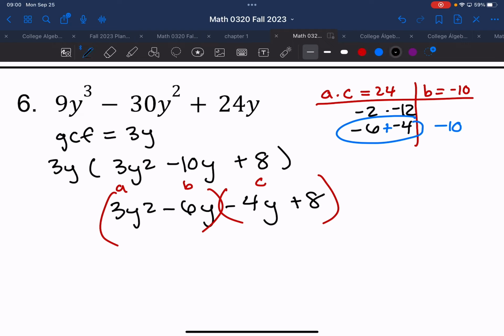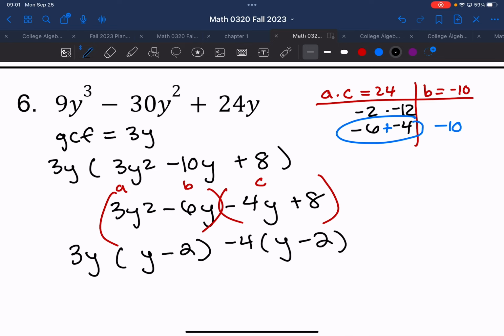So the first GCF is going to be 3y, because they both have y's. So I'm left with y minus 2. And then what about the next one? Because I want my parentheses to match. Negative 4. Because if I take out a negative 4, I'm left with that positive y and the negative 2. So that means my answer is 3y minus 4, y minus 2, and I bring down that GCF of 3y.